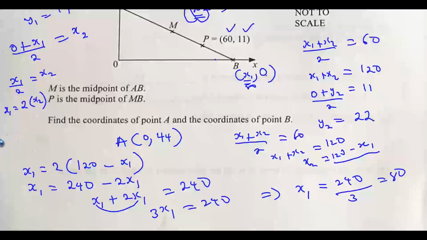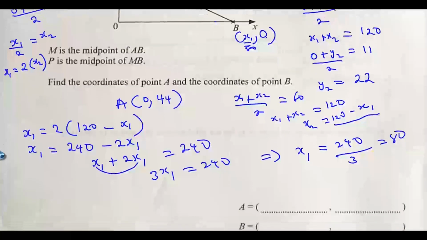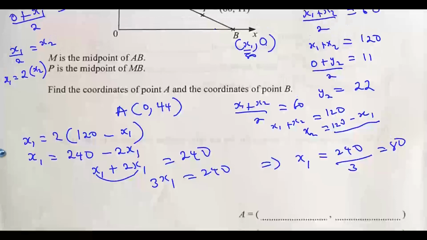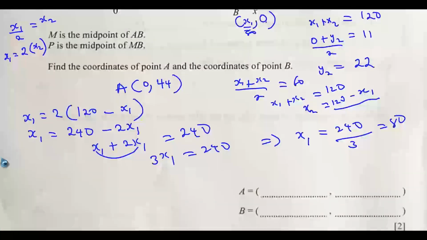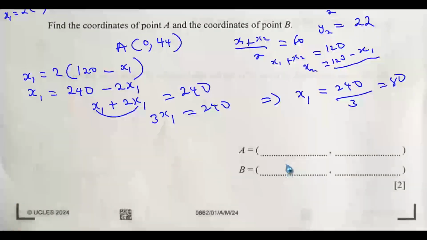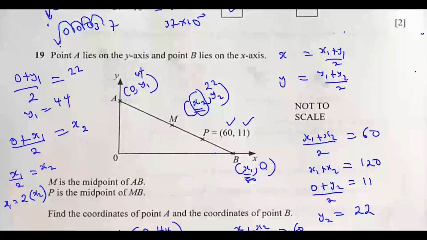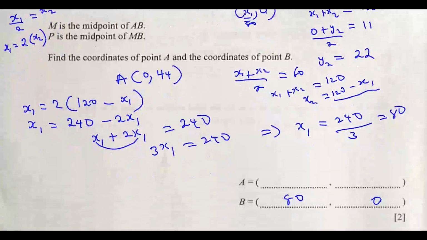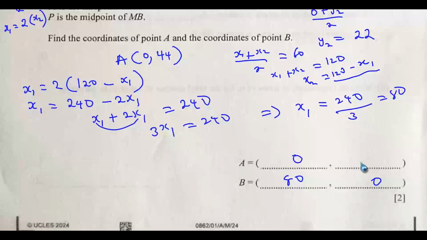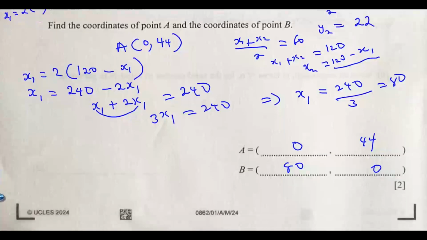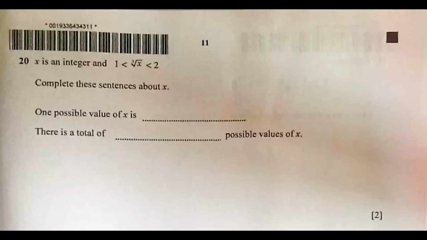So from here you can see that the coordinate of point B will be 80, 0. So for point B, 80, 0. Then for point A, we have 0, 44. So that is what you need to do there. So let's go to the next question. That will be question 20.